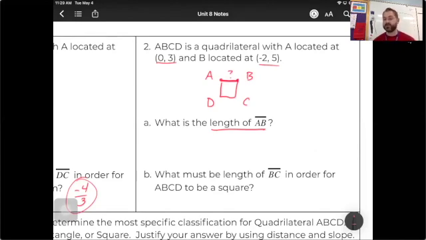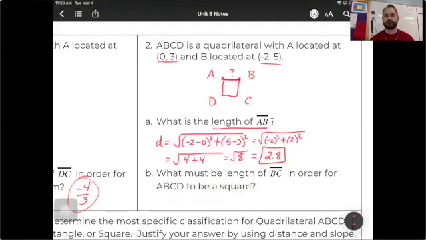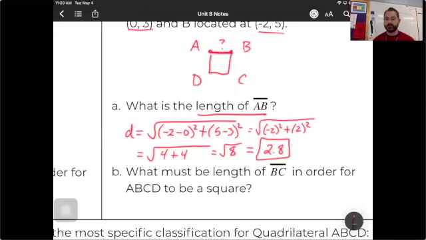So pause the video, try this. Remember, for length, you want to use the distance formula. If you need more time, keep the video paused. Otherwise, this is the answer you should get. The distance formula gives us that the length of AB should be 2.8.